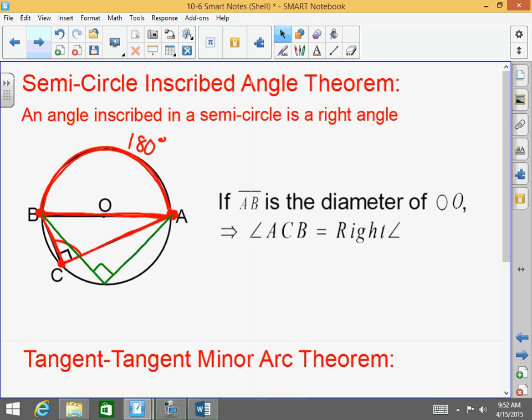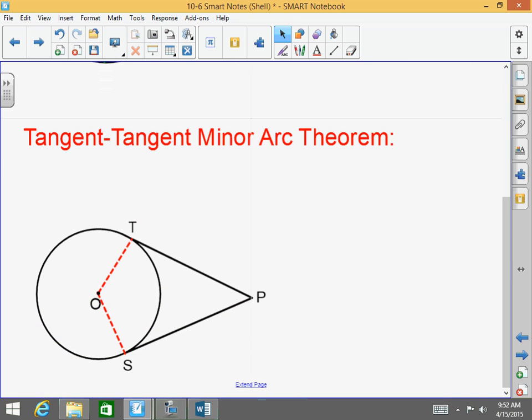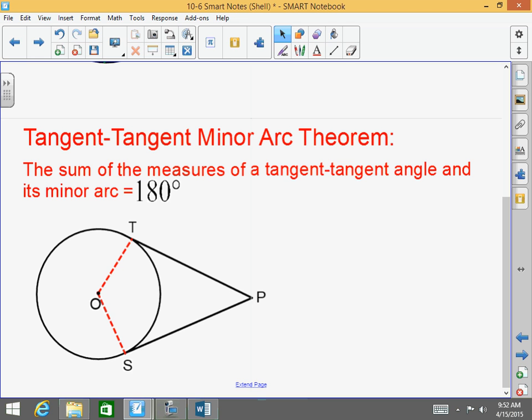Got it? All right. Last but not least, gentlemen, tangent minor arc theorem. Again, all of these are made up names. So for those of you out there in the internet world watching this online saying, but my book doesn't call it that, I know it doesn't. I made these up, but I'm trying to make it so that you can remember the theorem. The tangent minor arc theorem states this: the sum of the measures of a tangent angle and its minor arc must equal 180.